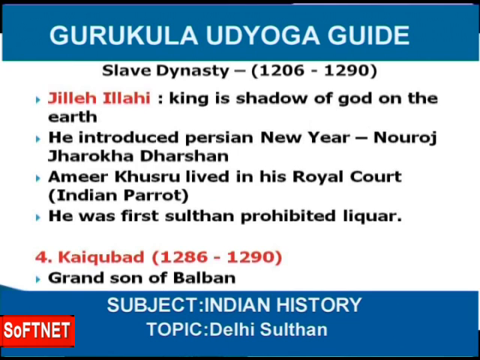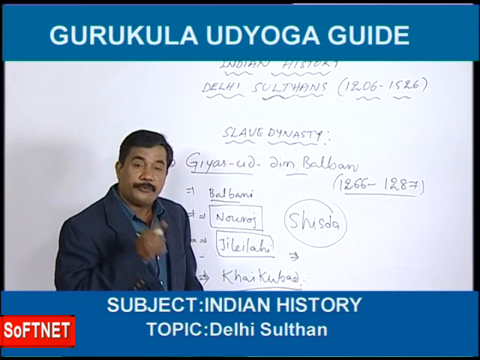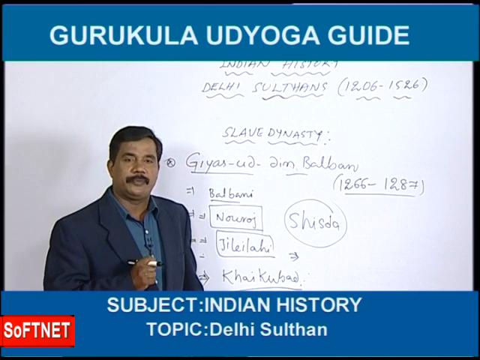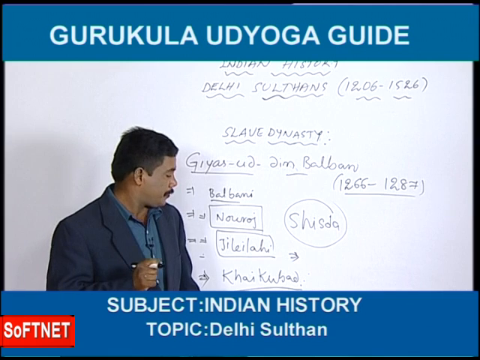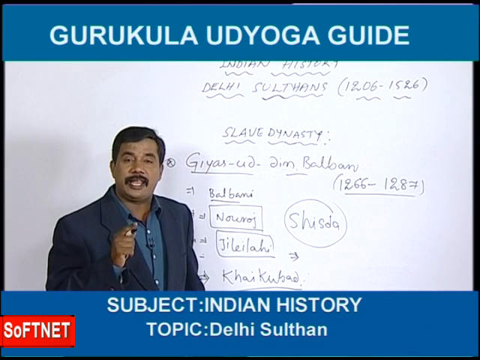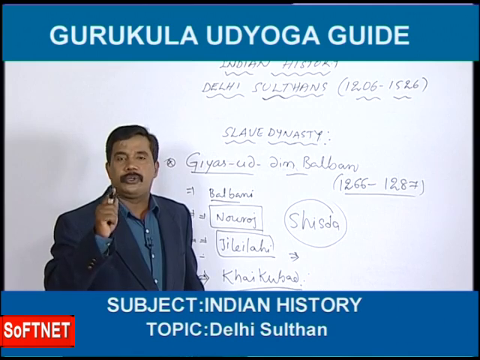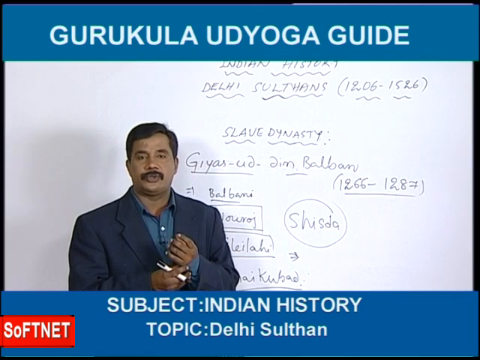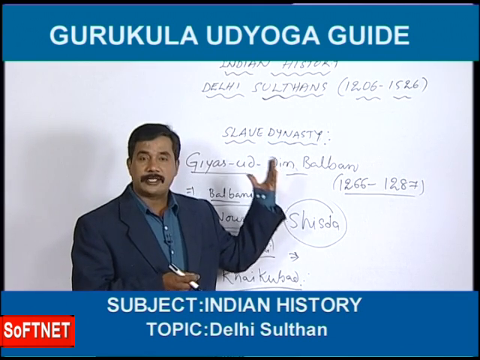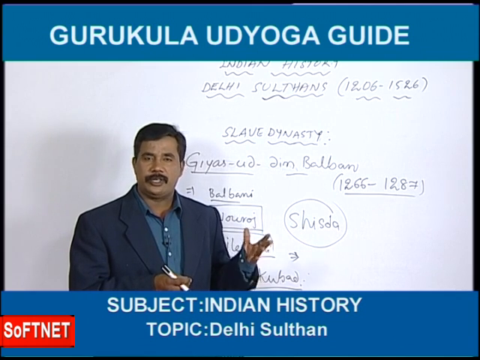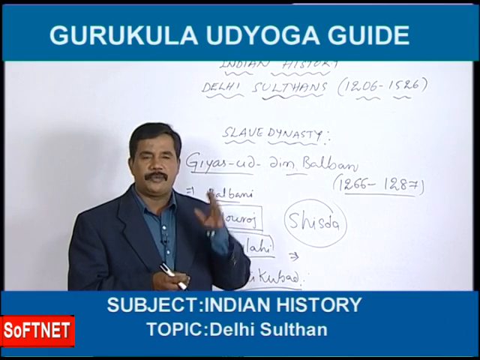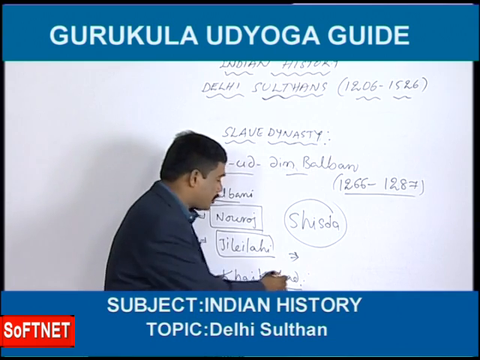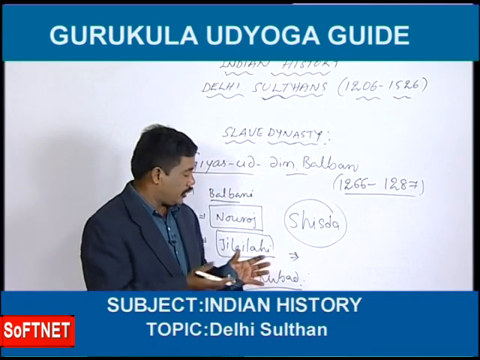Actually Kaikubad is the grandson, but he is a physically challenged person. According to the Islamic system, physically handicapped people are not eligible to rule the country. But here Balban had no alternative, because after Balban the elder son died, the younger son was removed and not accepted, he is inefficient. That's why in place of his sons, his grandson Kaikubad was appointed. Kaikubad is physically challenged, so he is not able to rule the country.